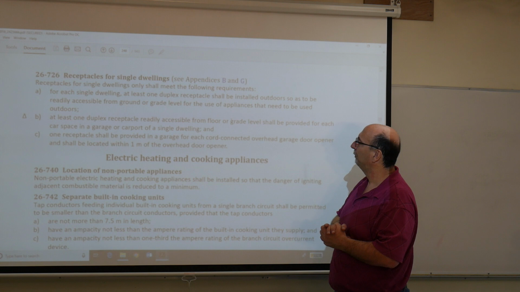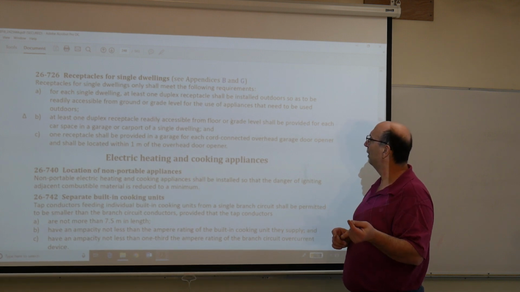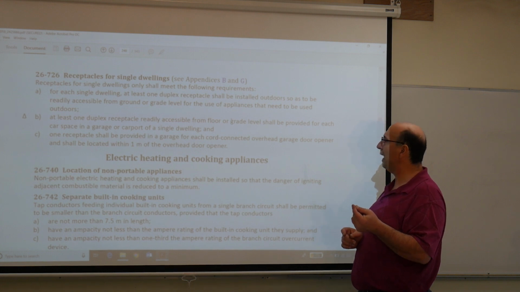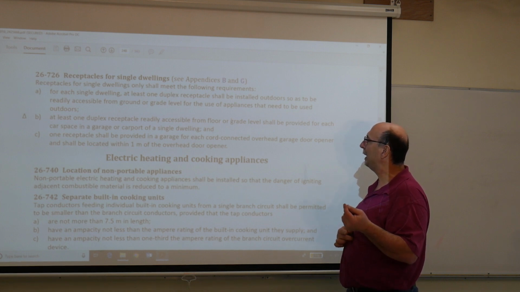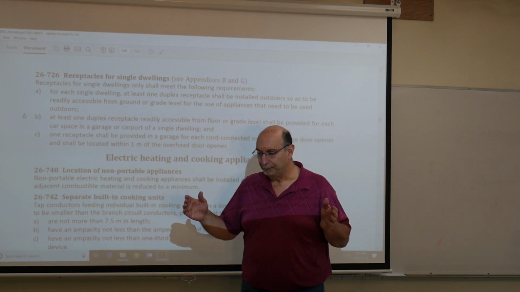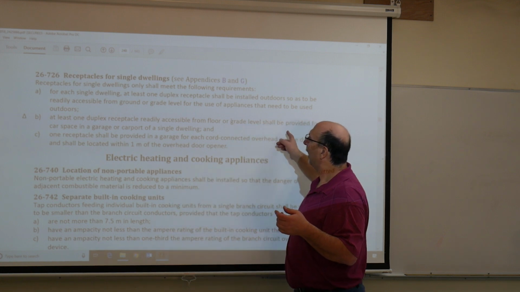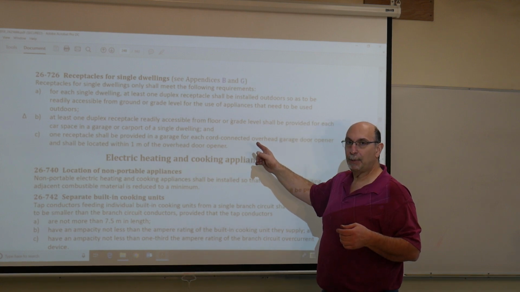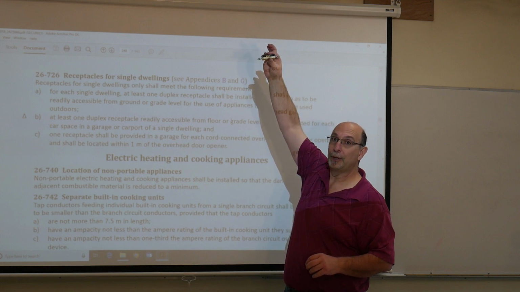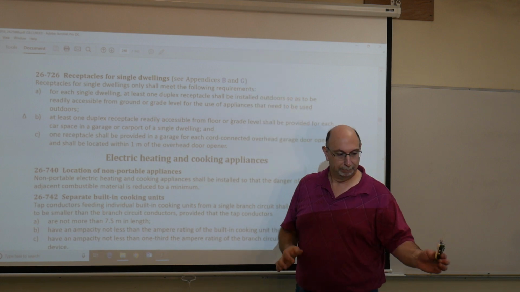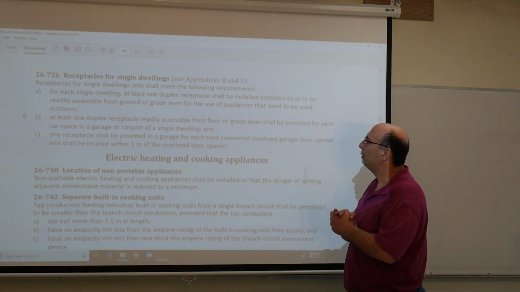Change to item B. At least one duplex receptacle readily accessible from floor or grade level shall be provided for each car space in a garage or carport of a single dwelling unit. So what that means is, for each carport or garage space, you must have a receptacle. And it has to be readily accessible from grade level. It cannot be that receptacle that's mounted up in the ceiling for the garage door opener. So it has to be somewhere located on the side. That was a change.